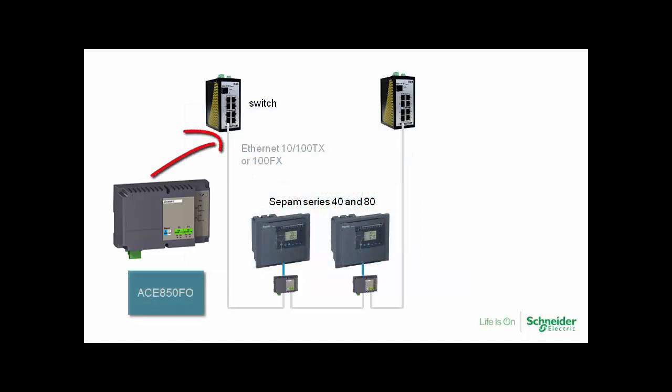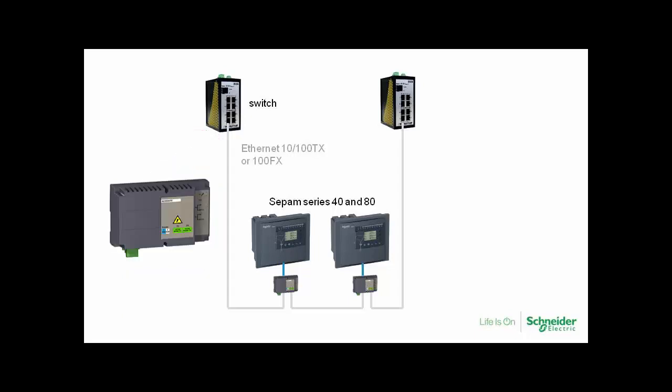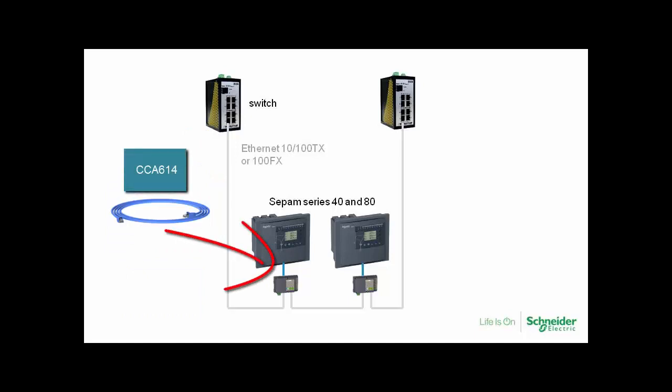If the Ethernet cabling is fiber optic, the module ACE850FO shall be selected. If the Ethernet type is copper cable with RJ45 connector, ACE850TP shall be selected. For the connection between module and device, the CCA614 cable must be used.